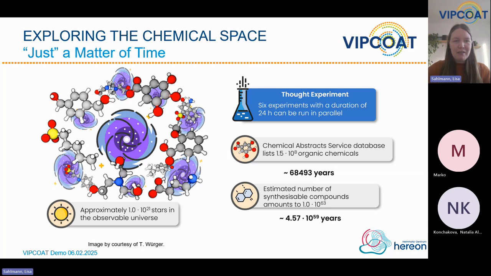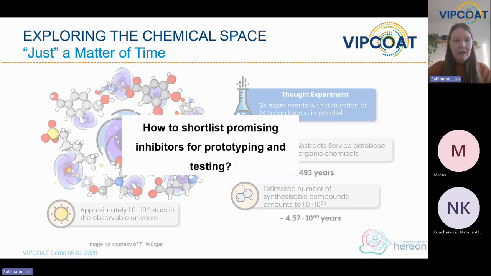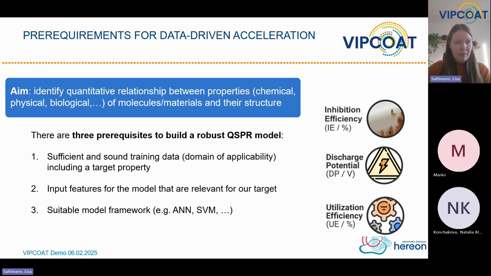For a little comparison here, the observable universe has 10 to the power of 21 stars, to give you some perspective. So how are we going to tackle this problem? How can we shortlist promising corrosion inhibitors for prototyping and testing? And that's the point where machine learning for us came into play.